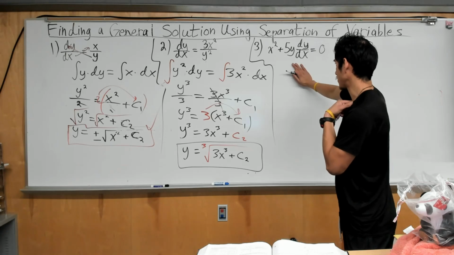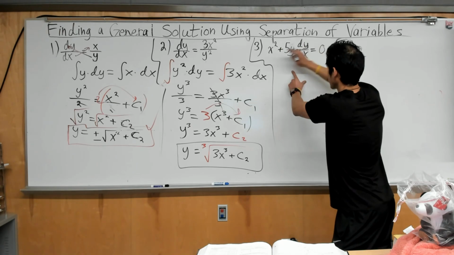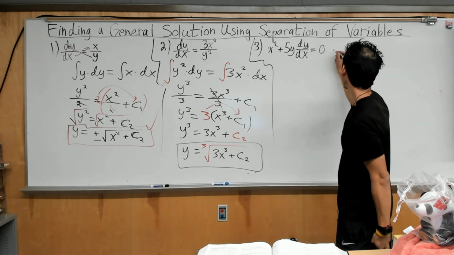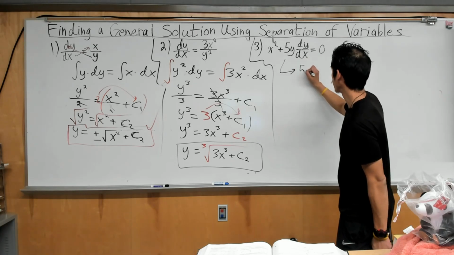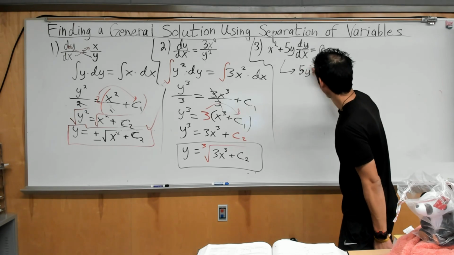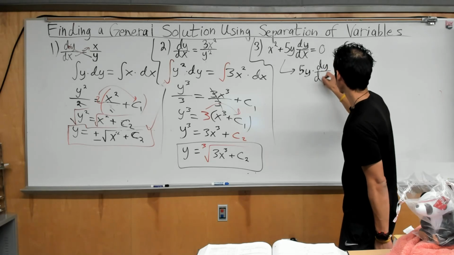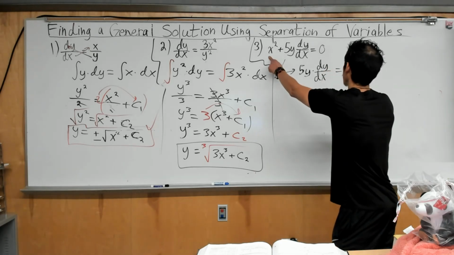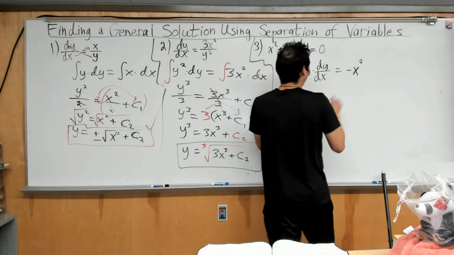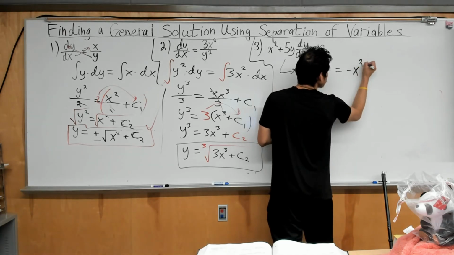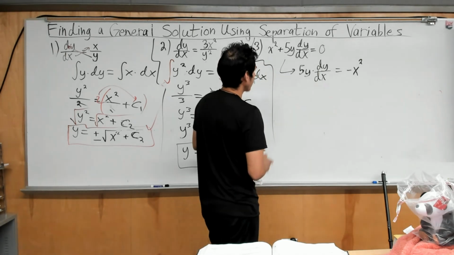Here we got some more action. As you can see, we have the 5y and the dy dx grouped together. So let's subtract x squared from both sides. Then we'll have 5y times dy dx is equal to negative x squared.